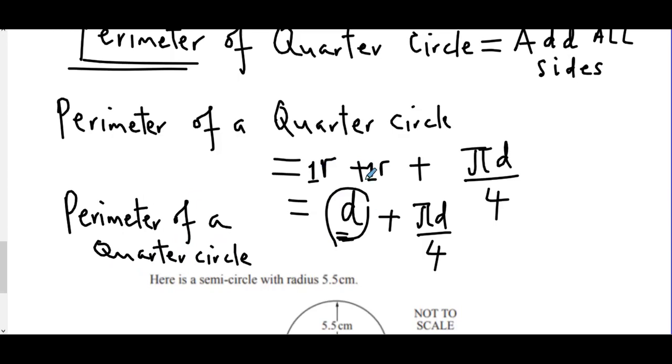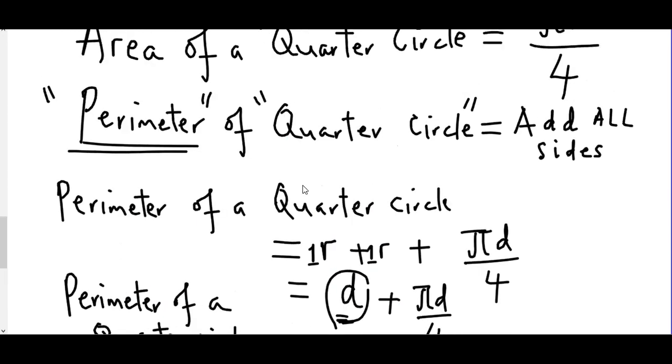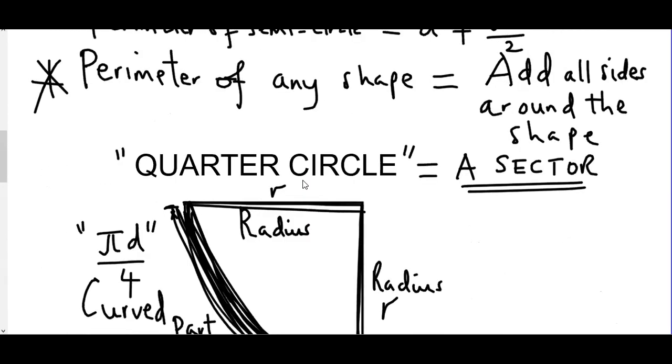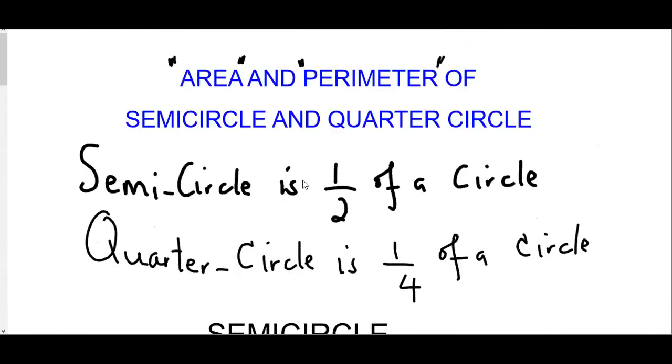If you don't want to use r plus r, use d, because r plus r is your diameter. So d plus pi d over 4. Now I think you have understood the formulas. Now let me jump into questions.